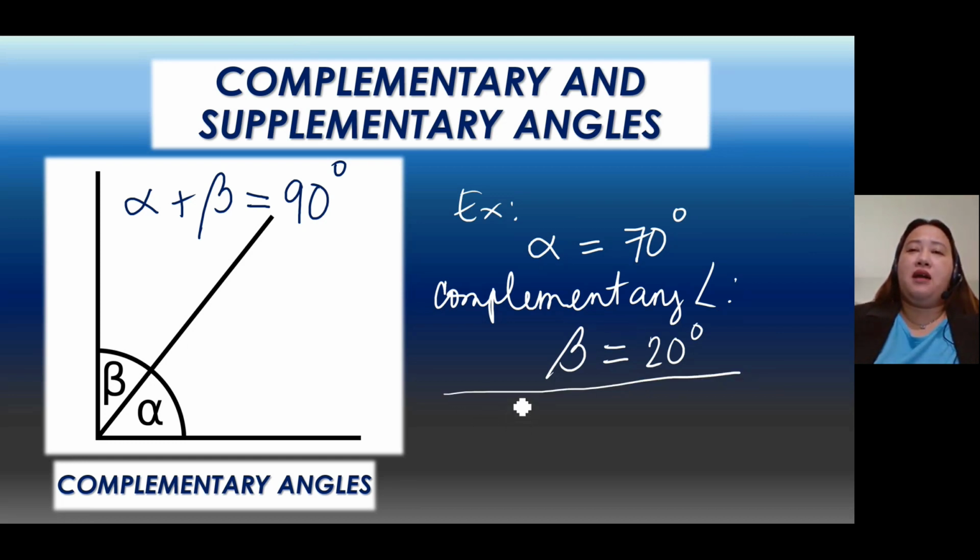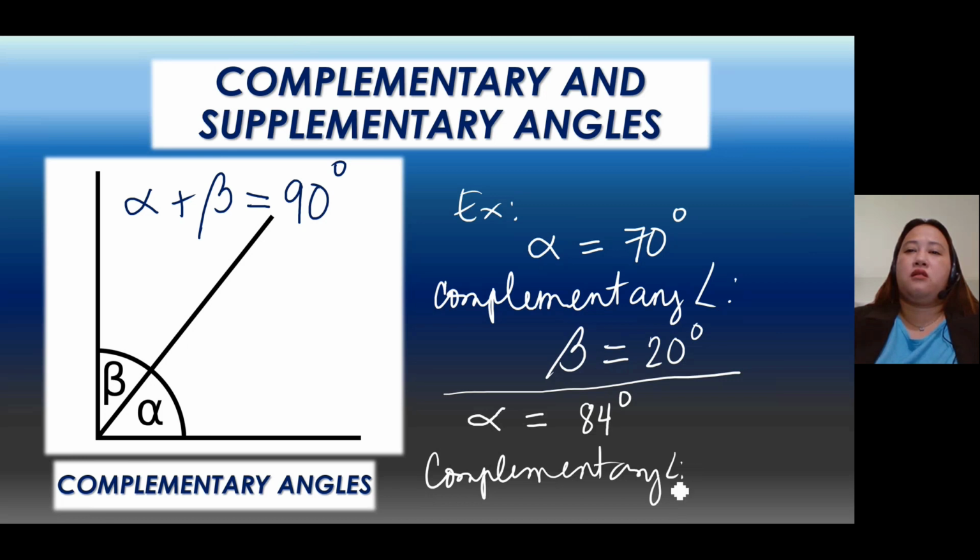Another, what if you will be asked the complement of, say, 84 degrees? So the complement of this is 6 degrees. So 84 degrees plus 6 degrees equals 90 degrees.